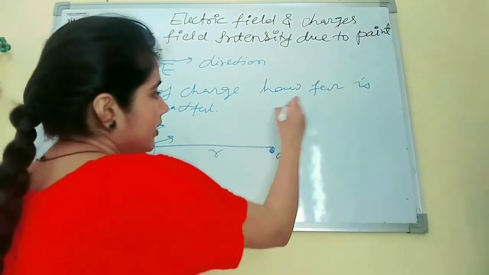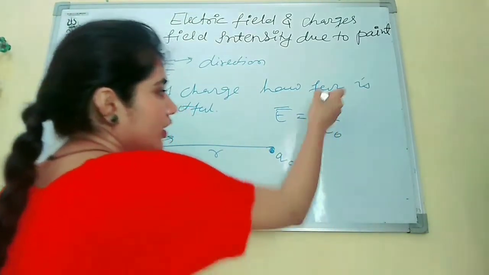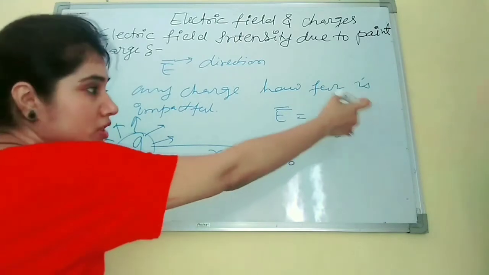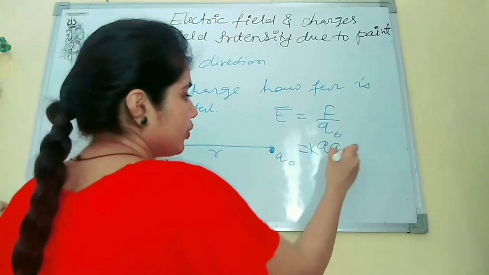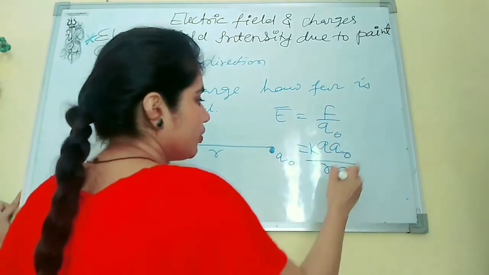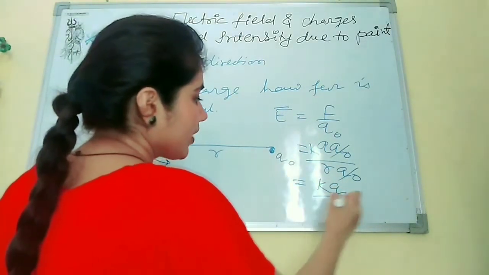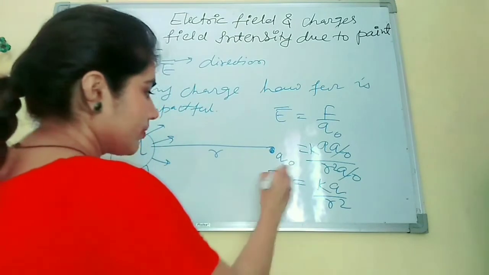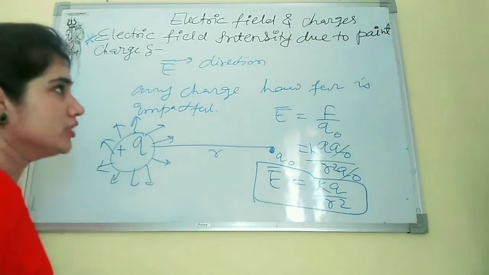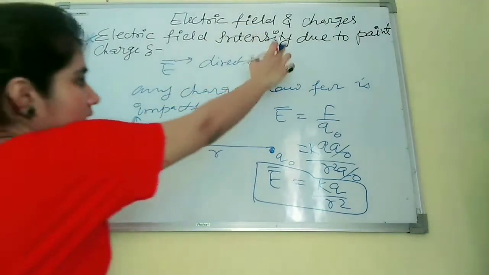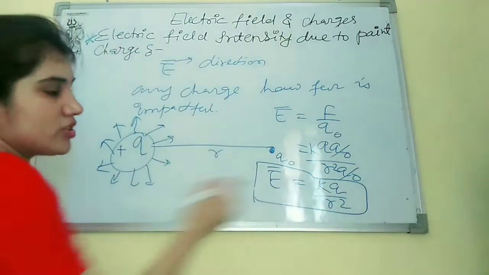So by the electric field formula, that is F by Q naught, we will apply Coulomb's law and find the F, that will be K Q into Q naught upon R square. Then Q naught will be cancelled out. So what we will get? KQ upon R square. So this is the expression of electric field intensity due to point charge.